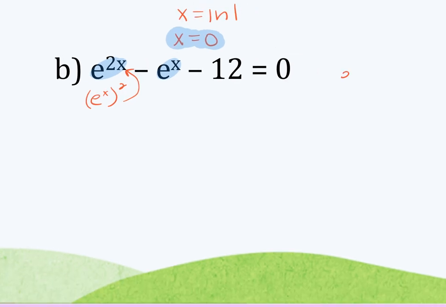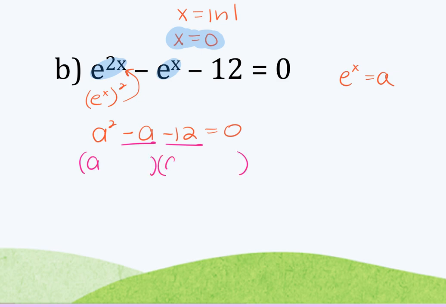We can say e to the x equals a variable, let's say a. In Algebra 2, sometimes we used u or a. And we're going to replace e to the x with a, which means e to the x squared, or that first term, is going to become a squared, minus e to the x, which is a, minus 12 equals 0. And now we're going to factor. So we're looking for factors of negative 12 that sum to negative 1, which would be negative 4 and positive 3.